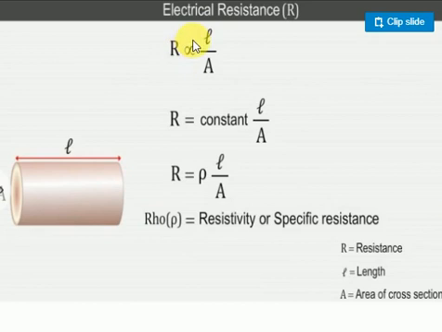I want to remove the proportionality, so I use another constant called rho. Rho is nothing but the specific resistance or resistivity. Rho is called resistivity or specific resistance. It's very important: resistance, specific resistance, length, area of cross section.